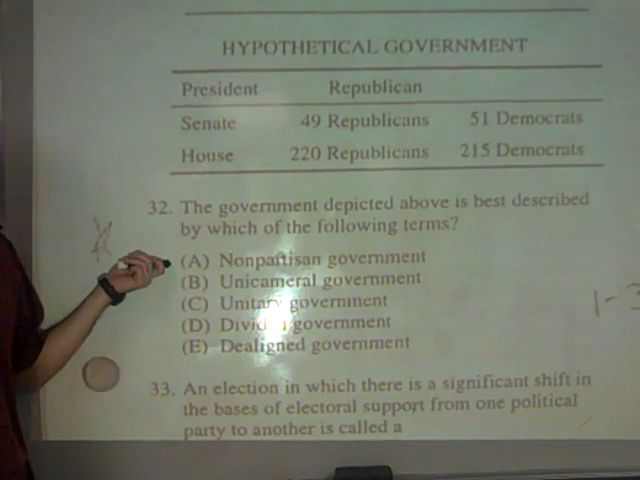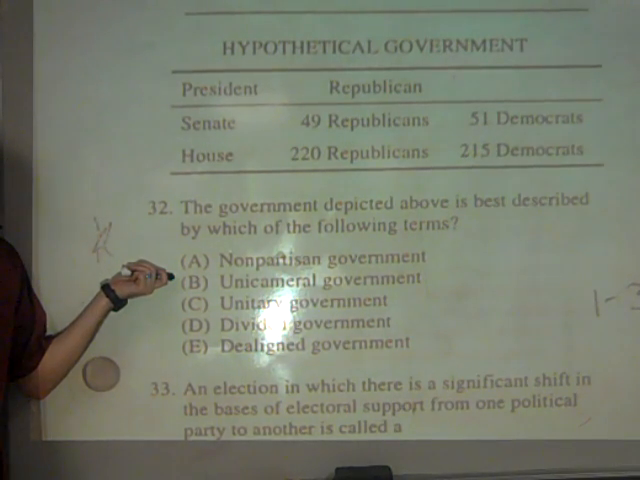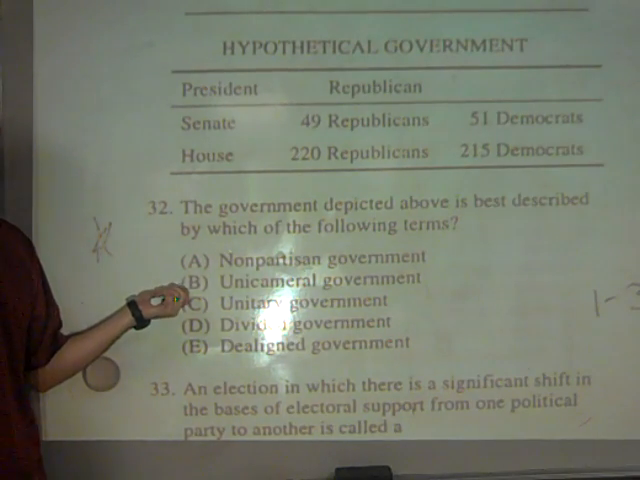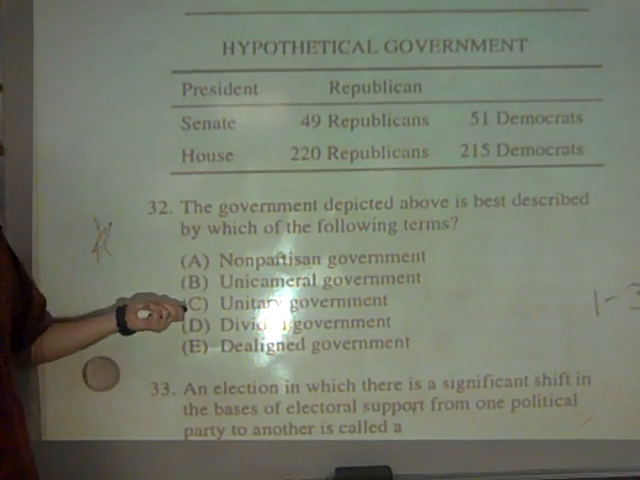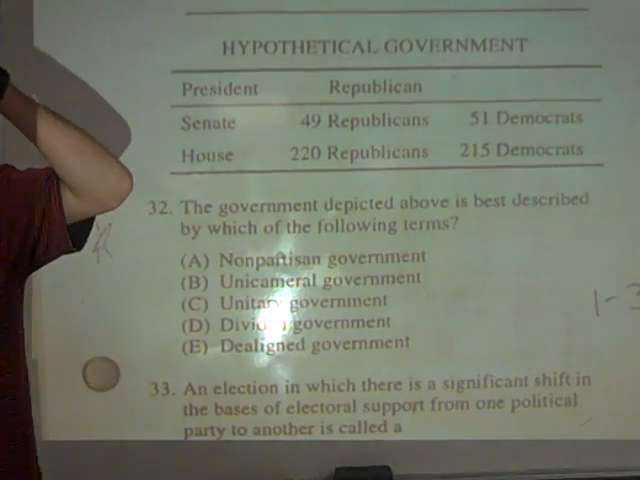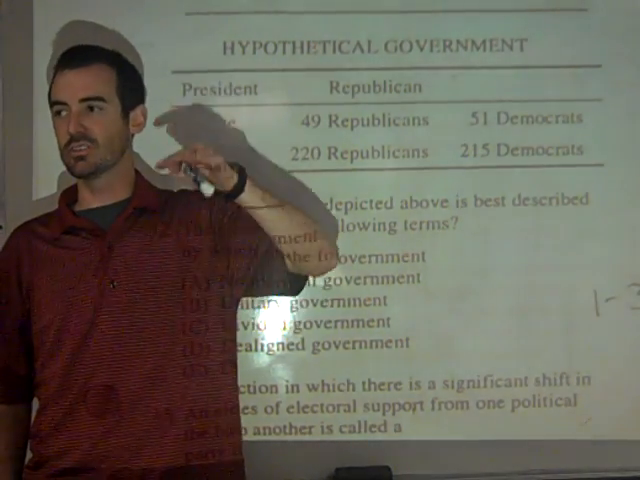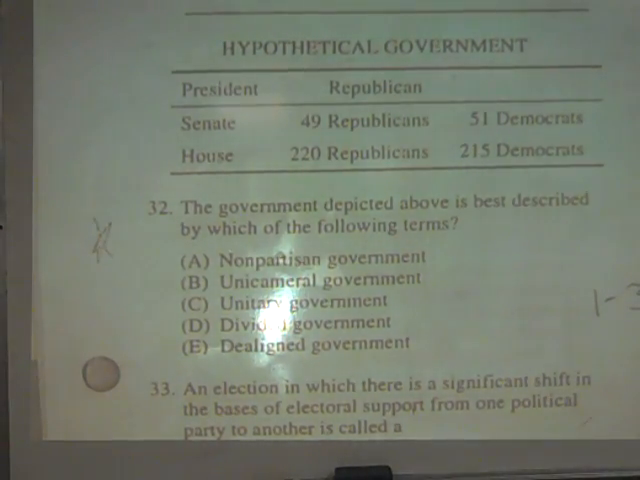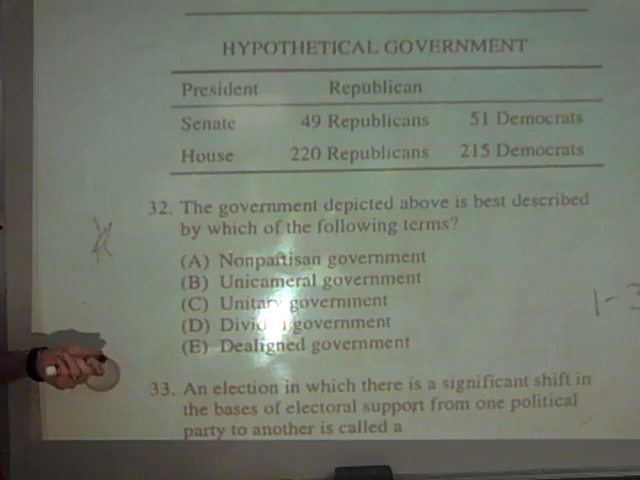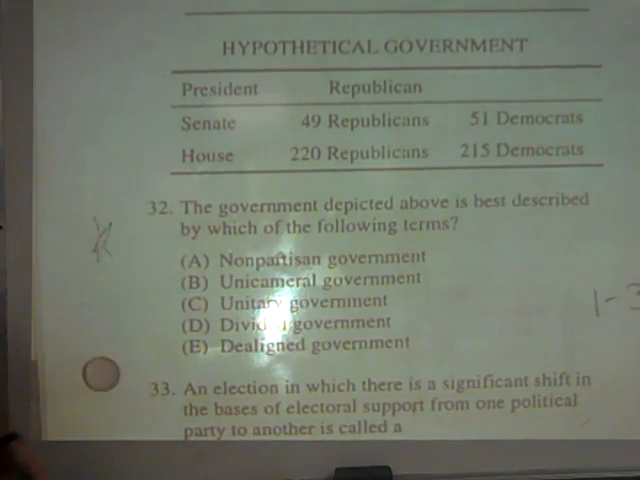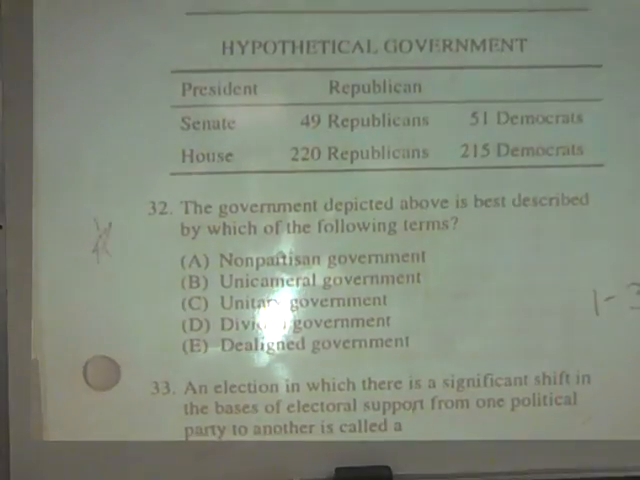Just quickly, nonpartisan would mean no party. That's obviously not true. Unicameral government means one chamber. We have two chambers, the House and the Senate. That can't be true. Unitary government is where the states exist because the national government allows it. The states are subservient to the national government's power. That's not what we have. We have a federal government where the states have their own powers, separate from the national government powers. The answer is D. De-aligned government. If that means something, I don't know what it is.